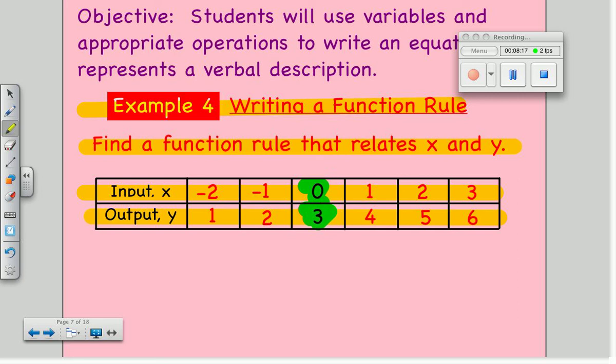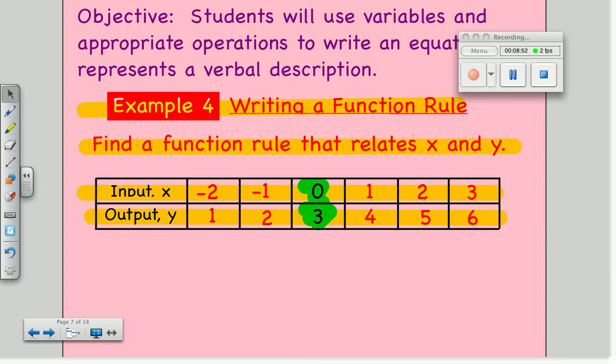I like to focus on the 0 because there's really not a lot you can do to 0 to get a number. If you multiply any number times 0, you're going to get 0. And dividing, you're either going to get undefined or 0. So I know I'm not multiplying, because 0 times any number would never be 3. It would always be 0. So I'm either adding or subtracting. Well, since 3 is more than 0, I think I'm adding. It looks like I'm adding 3.